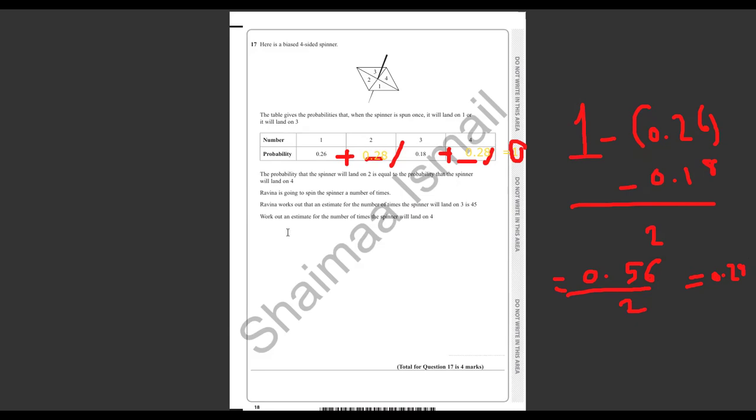So, let's see what he wants here. You see this question, I analyzed it before he asked. Ravine is going to spin the spinner a number of times. Ravine worked out that an estimate for the number of times the spinner will land on 3 is 45. Okay, work out an estimate for the number of times the spinner will land on 4.